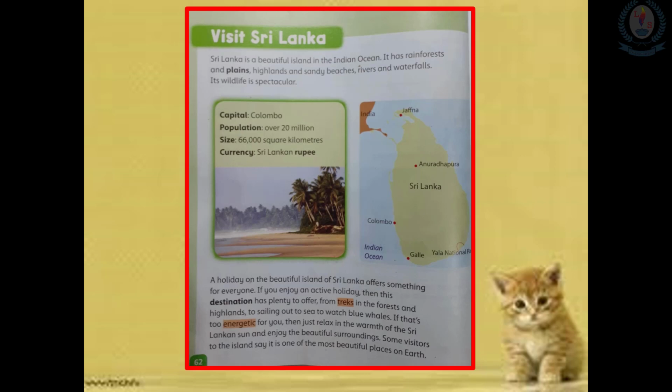To have an active holiday, you can go sailing out to the sea to watch blue whales, then take trips in the forests and highlands. Those are some activities which we can do to enjoy an active holiday. And also, if you want to have a relaxed holiday, then you can go to a sea beach and enjoy the warmth of the Sri Lankan sun.